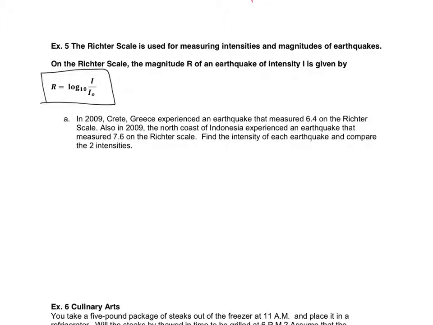Let's look at part A, where it says, in 2009, Greece experienced an earthquake that measured 6.4 on the Richter scale. And then also in 2009, Indonesia experienced an earthquake that measured 7.6 on the Richter scale. Find the intensity of each earthquake and compare the two intensities. What we're going to do is plug in. I'm going to make Greece over here, and Indonesia over here.